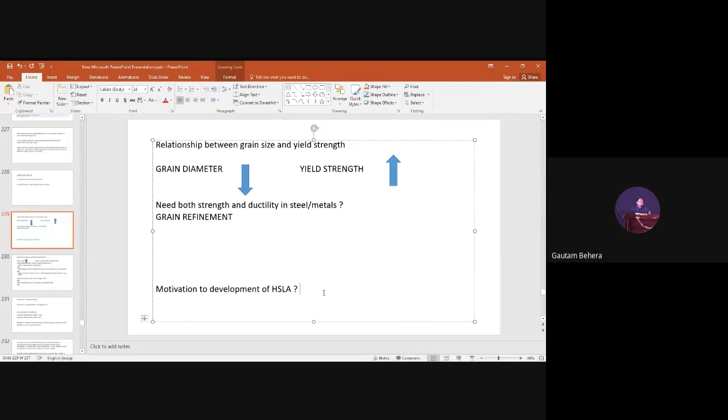Suppose you have an austenite phase at 910 degrees centigrade, and these alloy carbides are there. So what benefit will you get?